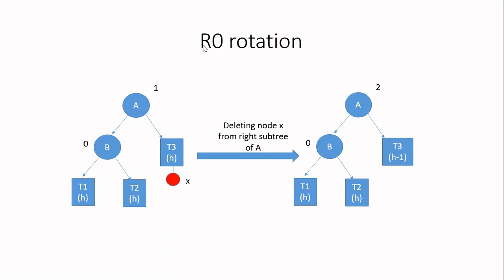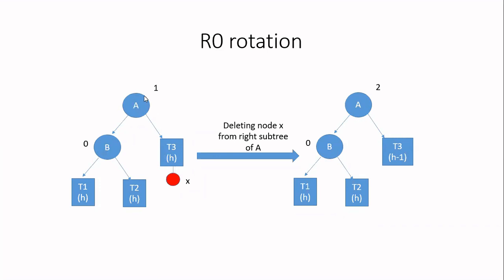I have given the type as R0. How is it R0? Let us focus on this now. I'm deleting the node X. Because of the deletion of the node X, the node A has become the critical node. And with respect to this node A, your X is in the right subtree. Therefore, I am giving the first letter as R. And what about this 0? You are deleting the node X from the right subtree of A.